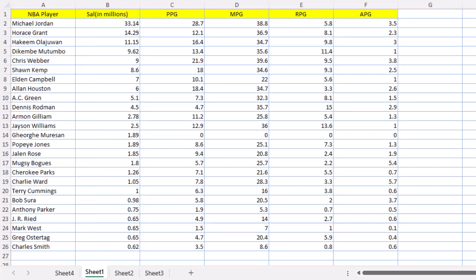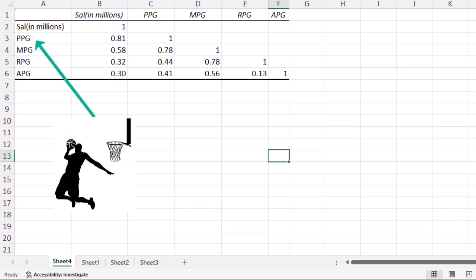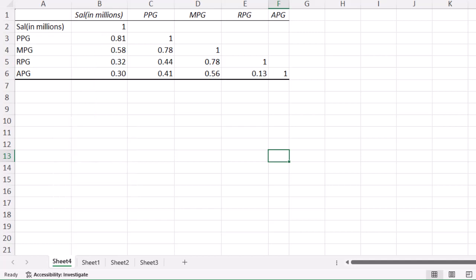Let's first look at the correlation between salary and points per game. As you see here, the correlation coefficient for salary and points per game is 0.81. That's a strong correlation. That means in general, the person who, on average, scores a lot during a game will earn a greater salary. And hopefully that makes sense. Teams are going to pay more money to those people who help them win games.